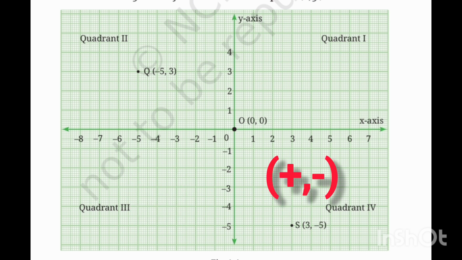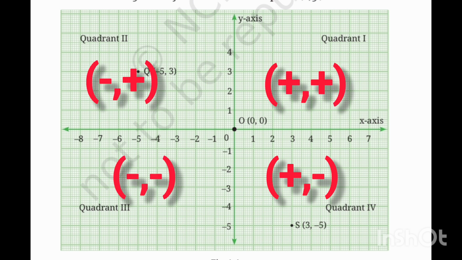Next is quadrant 4. Quadrant 4 has the positive x-axis because it is on the right-hand side of 0, and the lower, downward part of the y-axis is negative. So quadrant 4 is the plus minus quadrant: x positive and y negative. Hope you have understood this about the quadrant planes.